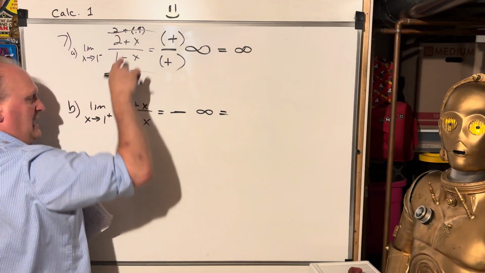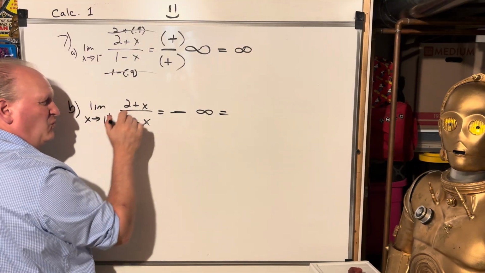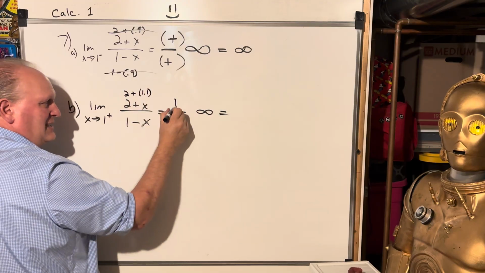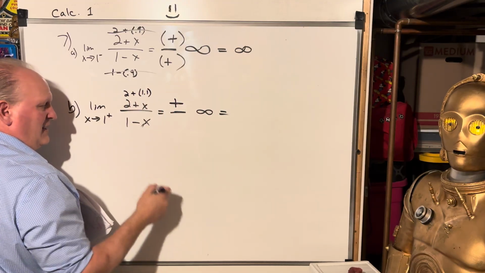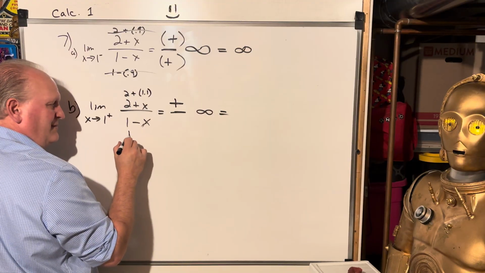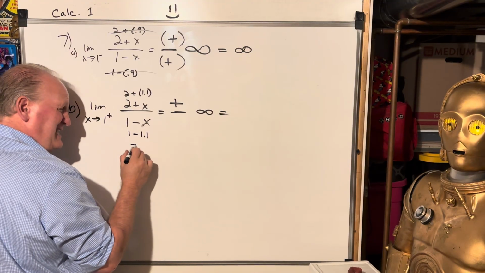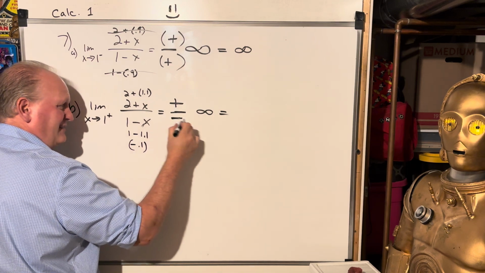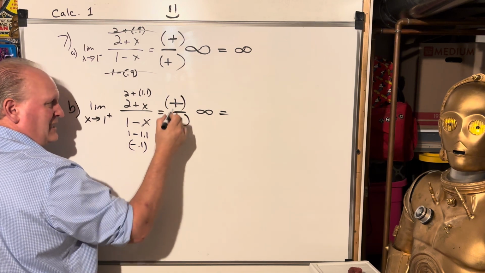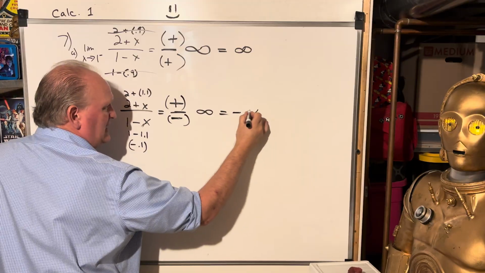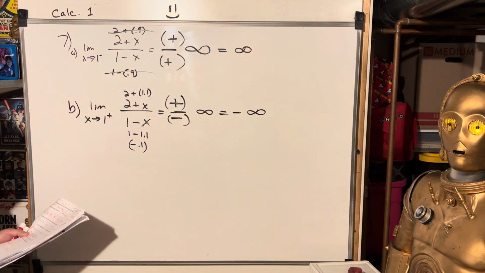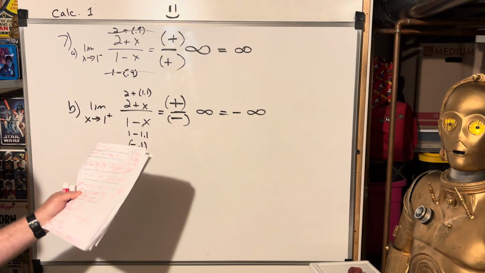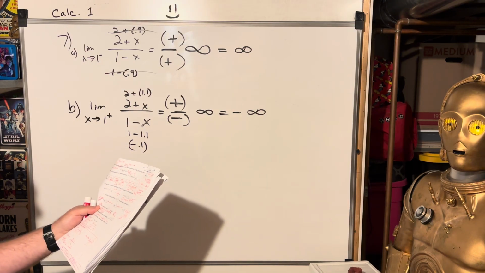That was like 0.9. This is going to be like 1.1. So if I thought about it like that, the top is positive, 3.1, right? And then 1 minus 1.1 is going to be negative 0.1 on the bottom. So that's going to be negative. And so a positive over a negative is negative infinity. So in fact, if I would have asked this problem without the left hand and the right hand, which is next.